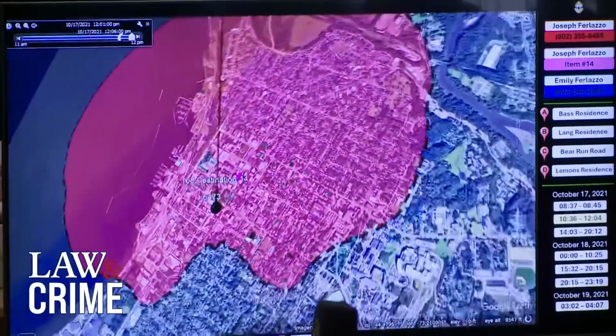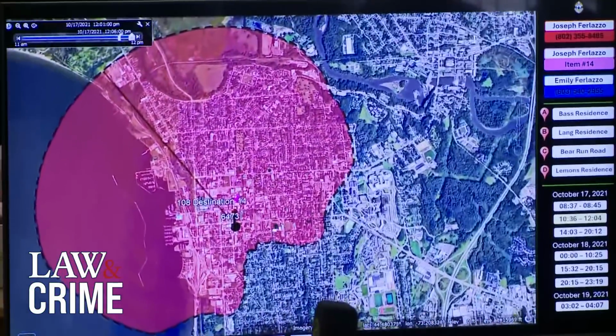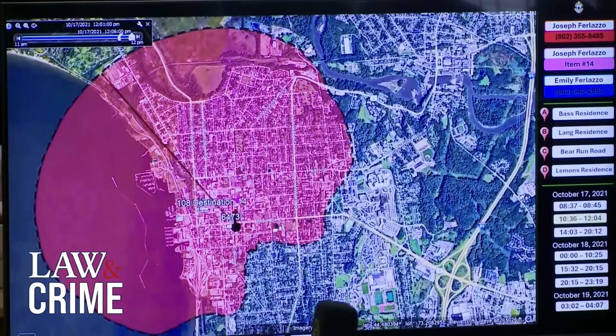And so overall, while the device was down in the Burlington area, those locations that came out of item 14 were consistent with the cell site usage. Okay. And at some point, does the device leave the Burlington area? Yes. And which direction does it go? It actually went to the South Burlington area.